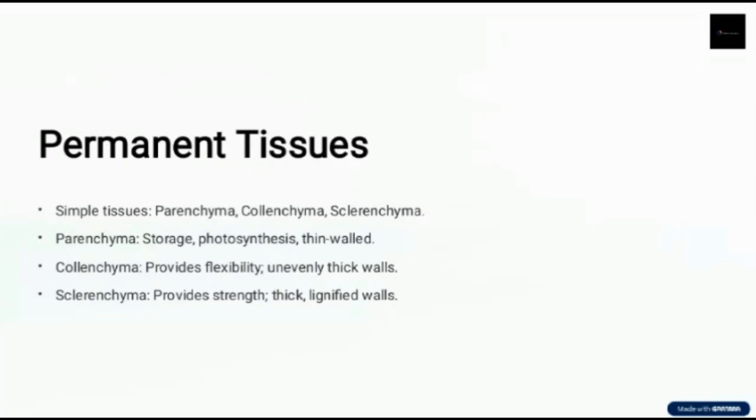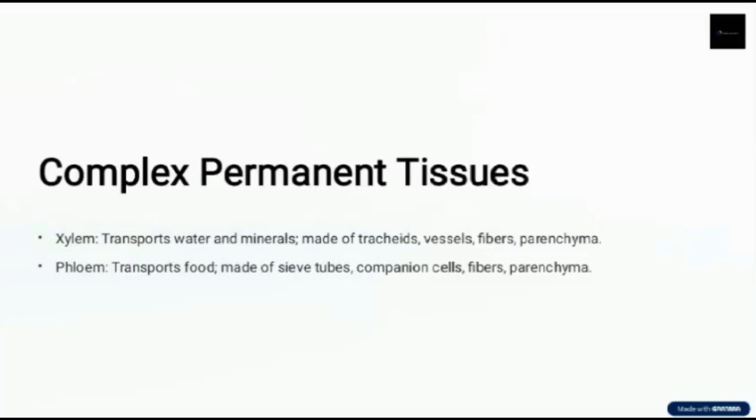Parenchyma, storage and photosynthesis. So now your parenchyma have thin walls. Your collenchyma are unevenly thick. Whereas the sclerenchyma have very thick and uniform walls. That's why they serve for strength. Any question? Okay, so I believe all of us are following.